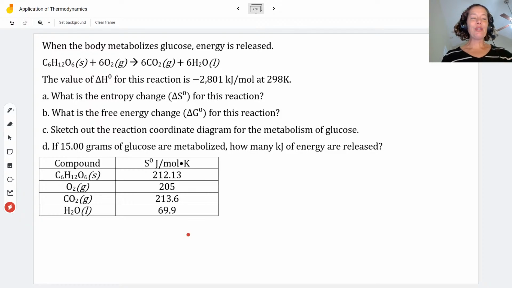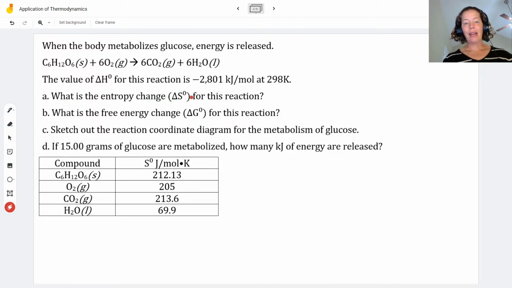Okay, so this first problem reads, when the body metabolizes glucose, energy is released, and here is just the metabolism of glucose. So this is just the oxidation of glucose. This is a combustion reaction. Now, the nice thing about this problem is they've already balanced it for us, so that's great. And they give us the enthalpy, or the delta H, for this reaction. It is negative 2,801 kilojoules per mole, and very important to know the temperature. It's 298 K.